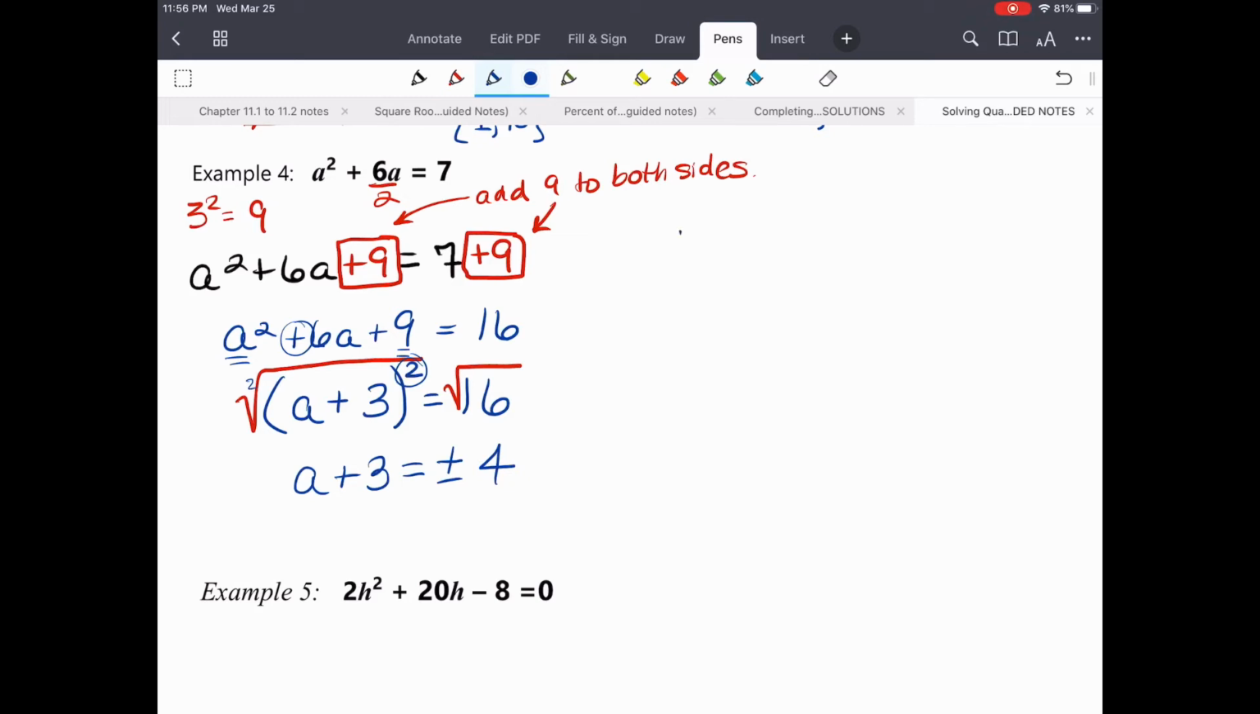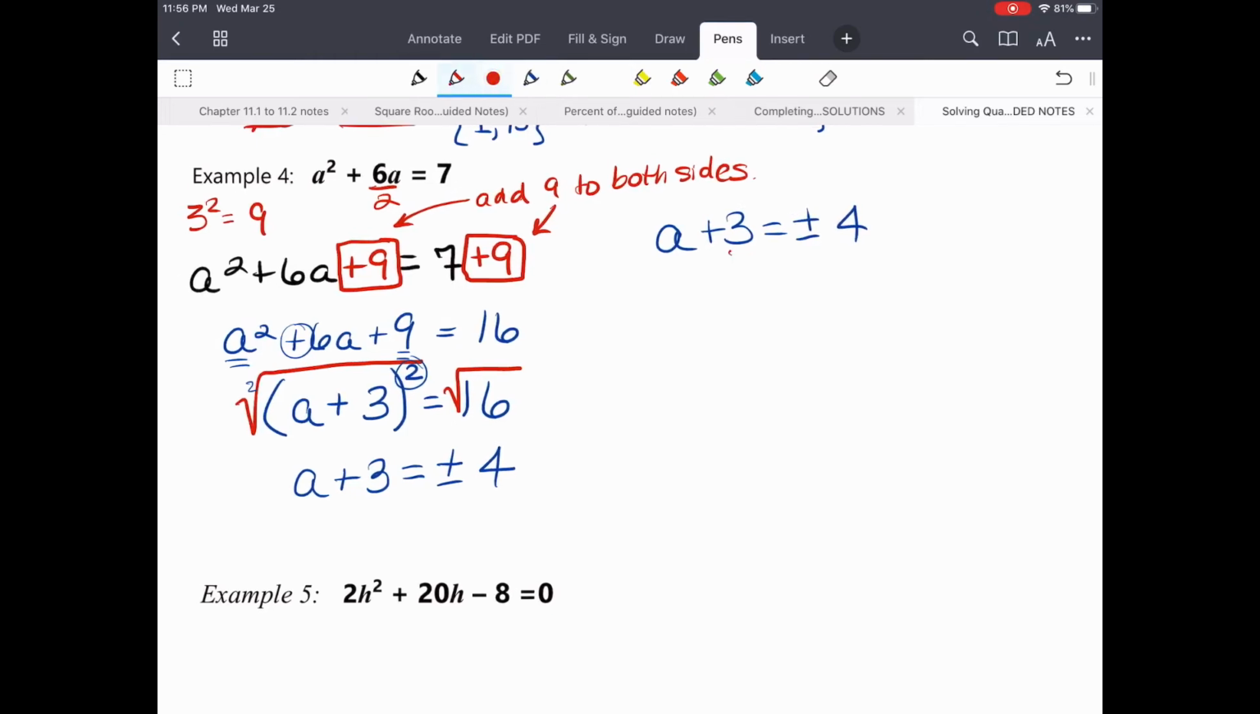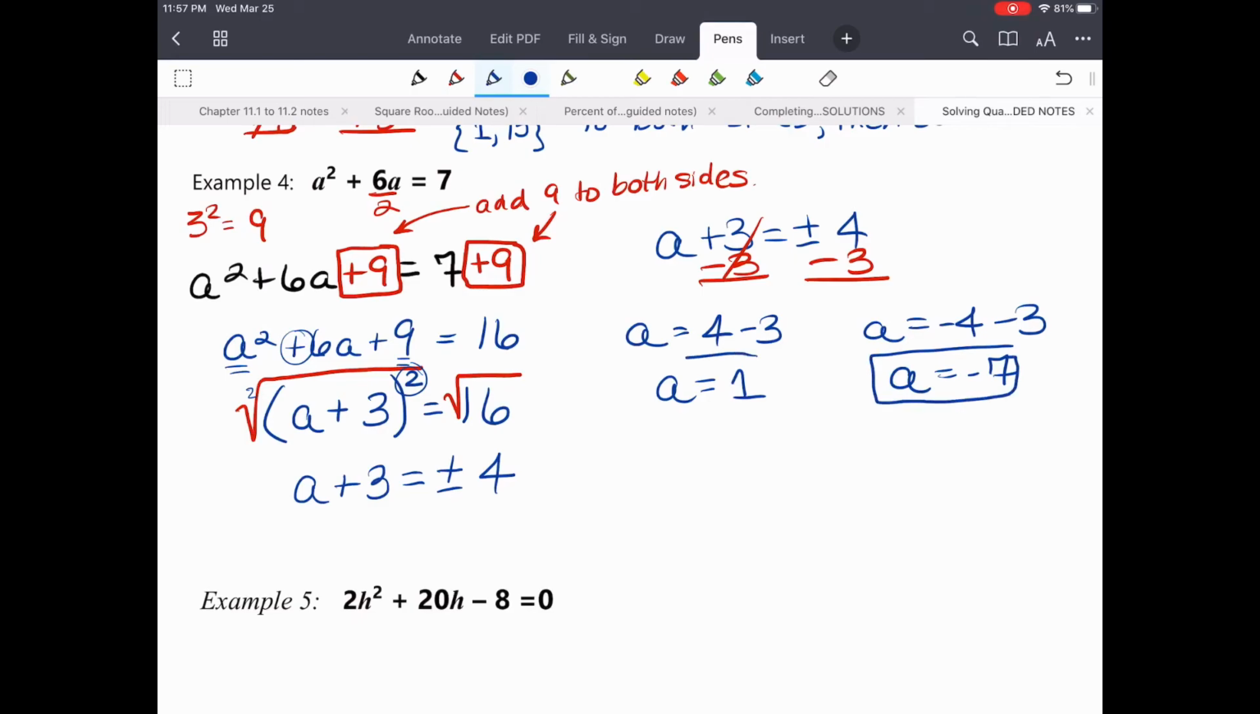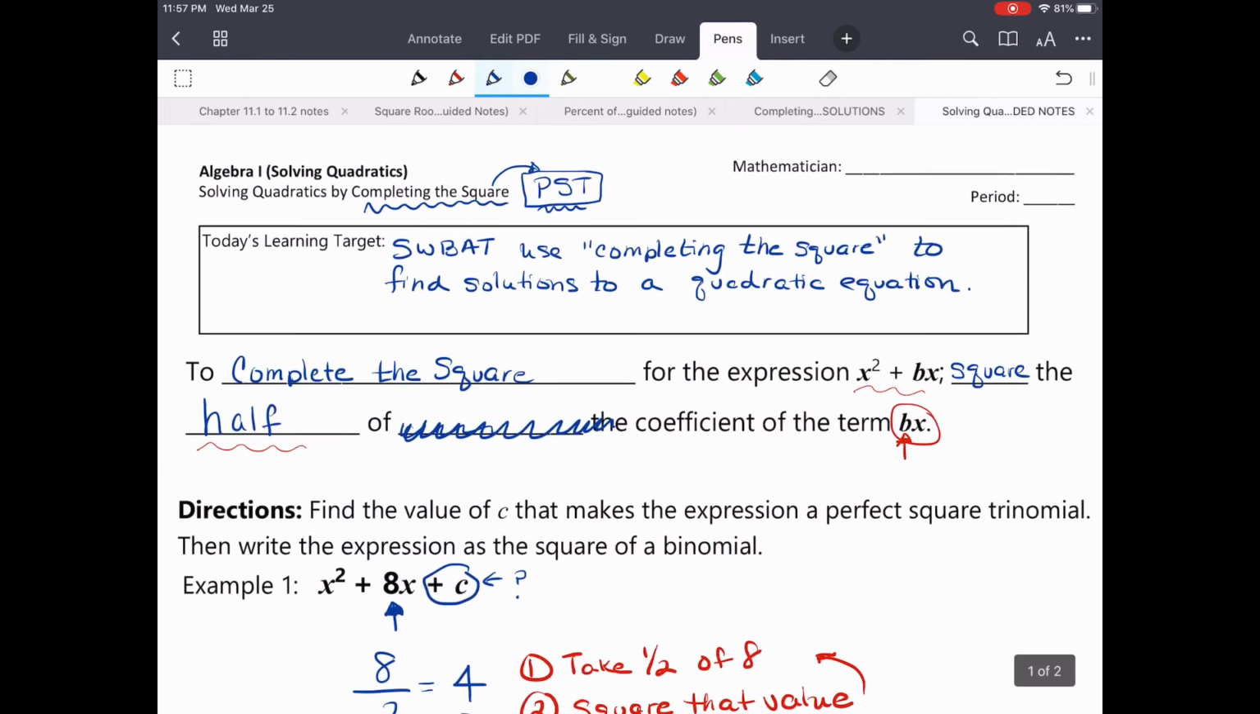So then after that, take away 3 from both sides. And this is where you want to be careful with how you express your answer. So we've got a equals 4 minus 3. And then the other one's going to be a equals negative 4 minus 3. So this a is going to be 1, and this a is going to be negative 7. And there you have it. There's your two solutions right there.